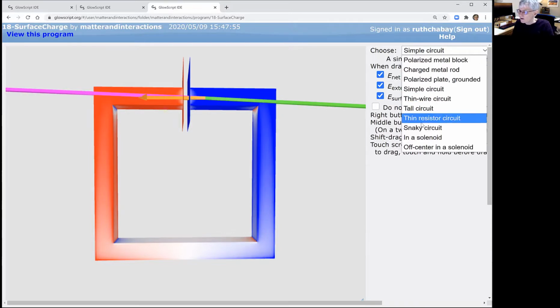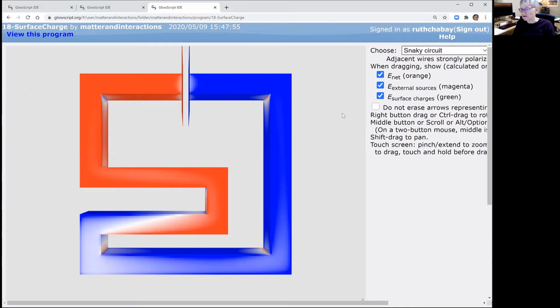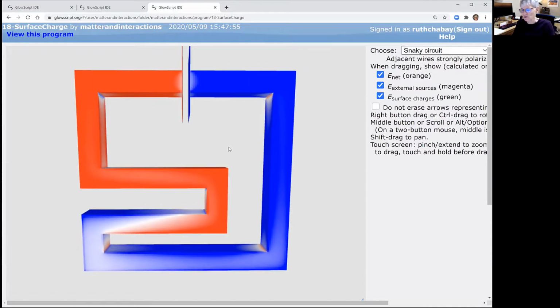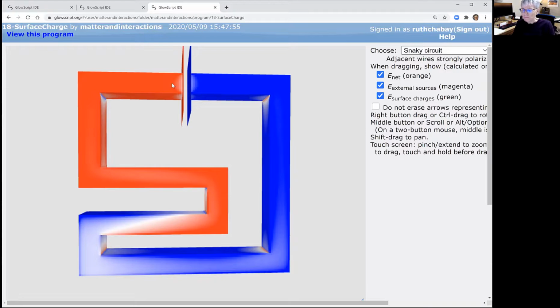Now we used that snaky circuit as an example because it was really easy to reason about the bends here. And you can see that the surface charge distribution on this circuit is more complicated because different pieces of the circuit are polarizing each other. But when we look, we still get, due to the superposition of the field due to the battery, the magenta arrow, and the field due to the charges on the surface of the wire, a net electric field inside the wire that is uniform and follows the wire. So that's how that plays out.